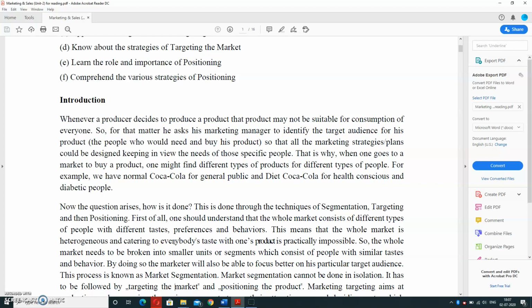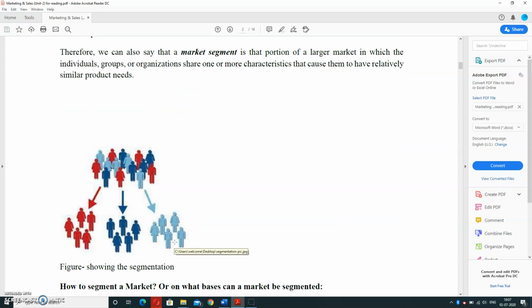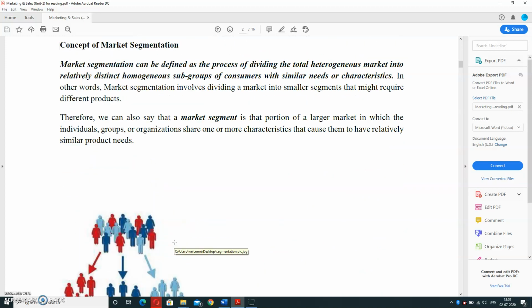So before discussing the basis of segmentation, firstly we need to define what is market segmentation. Market segmentation can be defined as the process of dividing the total heterogeneous market into relatively distinct homogeneous subgroups of customers with similar needs or characteristics. It means demand for the product will be similar. Therefore, we can also say that a market segment is the portion of a large market in which individuals, groups or organizations share one or more characteristics that cause them to have relatively similar product needs.